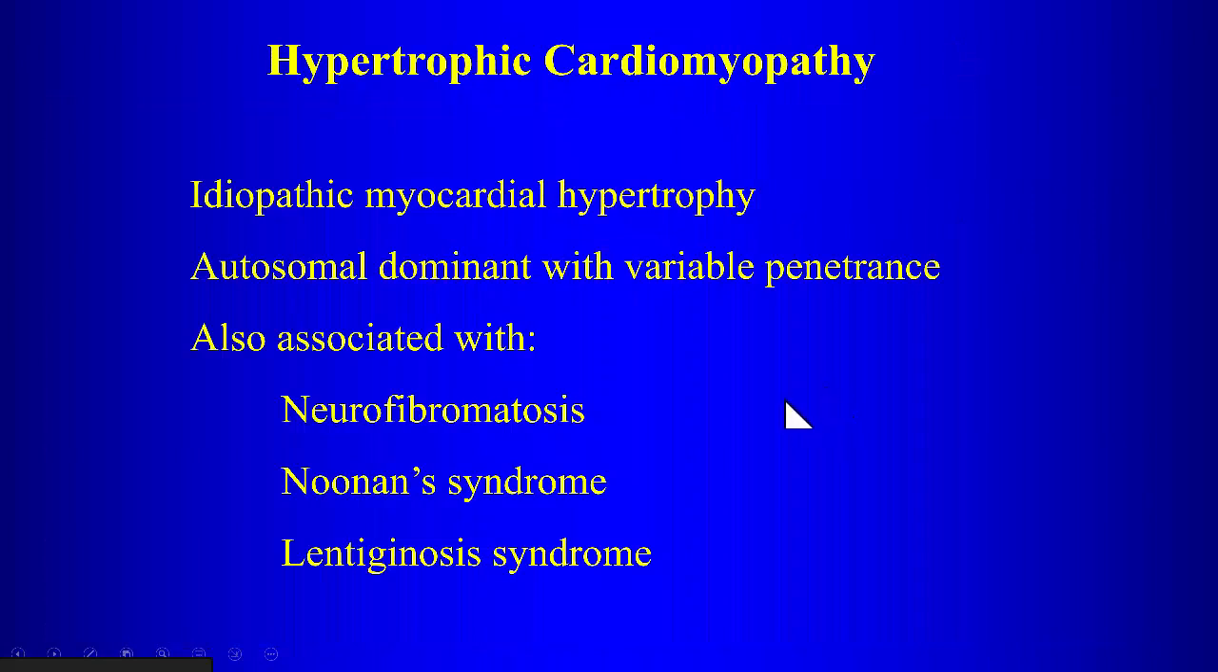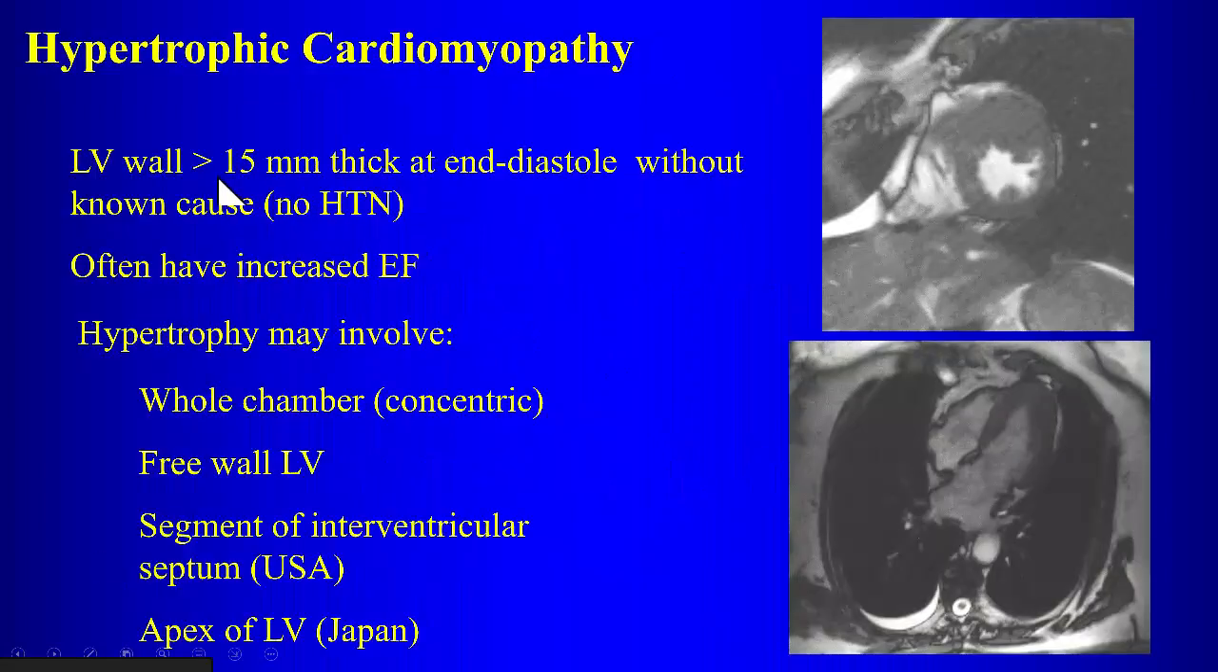All right. So these are some of the demographic things you need to know about this. Can be associated with neurofibromatosis, Noonan's, and then this lentiginosis syndrome. Okay. Usually the wall is greater than 15 millimeters thick at end diastole without known cause. So there should be no hypertension. Often have increased ejection fraction, which you usually think is good news, but is really bad news for these patients, and we'll talk about why. But usually you think that ejection fraction is a good thing, but it's not so good here.